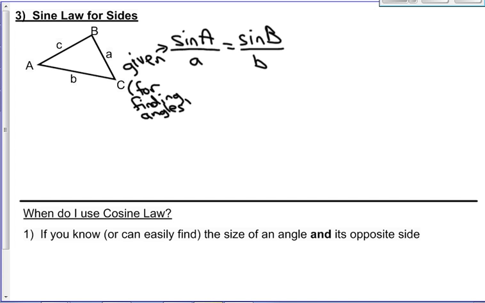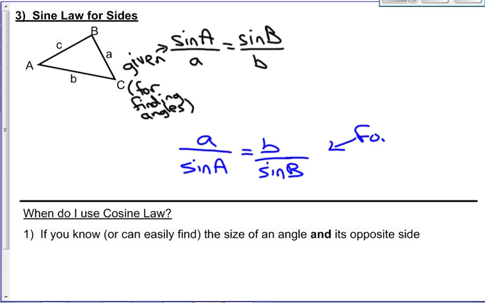If you wanted to find sides, it would make more sense to flip the whole thing upside down. So A over sine A equals B over sine B. Also true, better form for finding sides. And we're going to start with finding sides. So what's nice about this form is that you put the thing you're looking for, the side, first.